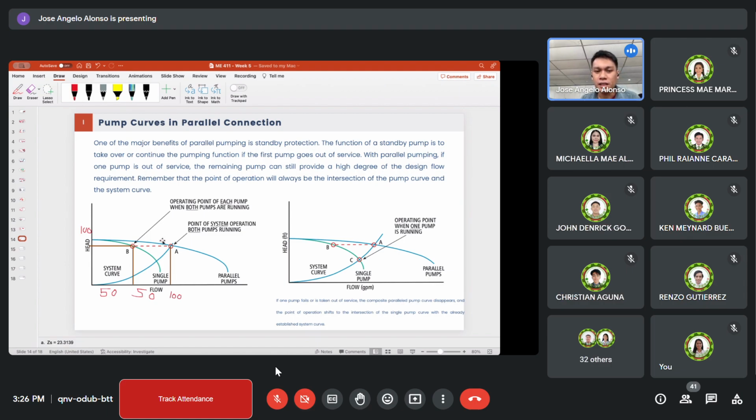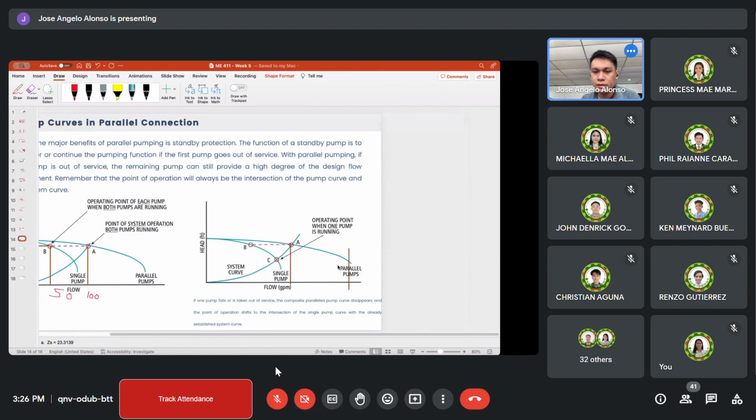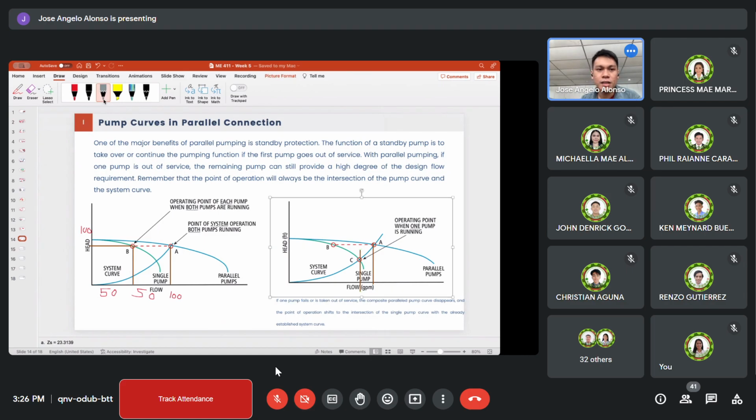So what if daw mag-fail nga or mag-trip yung isa nating pump? Then from initial of 100 gallons per minute, yung ating magiging panibagong flow rate ng single pump will be, so hindi siya kalahati. Kung saan nag-intersect yung ating system curve at dun sa ating single pump curve, yun ang magiging volume flow rate niya. So hindi siya 50 gallons per minute. Actually, kung titignan natin dito, then that will be more than 50. Assume na natin na nasa 75 gallons per minute.